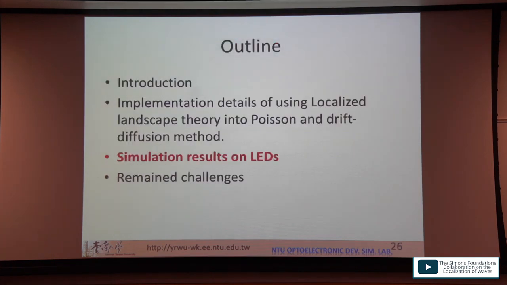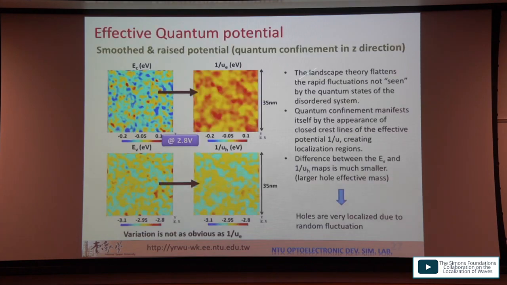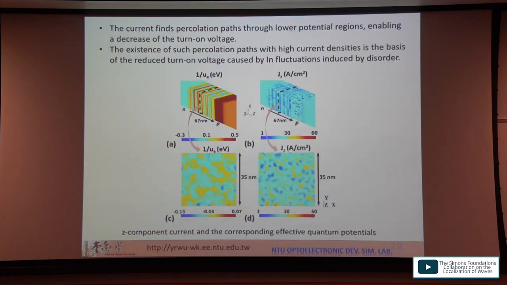So finally, the simulation results. I'm interested in the carrier transport. This is EC, which I showed, and this is 1 over U. You can find the potential is smoothened in 1 over U compared to EC. But because the hole effective mass is quite large, you don't see too much difference for EV and 1 over UH.